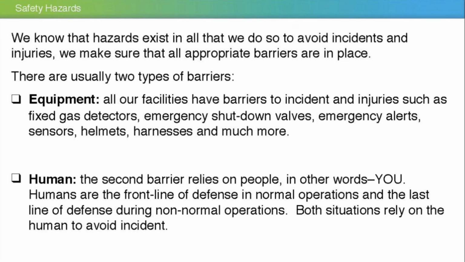We know that hazards exist in all that we do, so to avoid incidents and injuries, we make sure that all appropriate barriers are in place. There are usually two types of barriers. Equipment. All our facilities have barriers to incidents and injuries such as fixed gas detectors, emergency shutdown valves, emergency alerts, sensors, helmets, harnesses and much more. Human. The second barrier relies on people, in other words, you. Humans are the front line of defense in normal operations and the last line of defense during non-normal operations. Both situations rely on the human to avoid incidents.